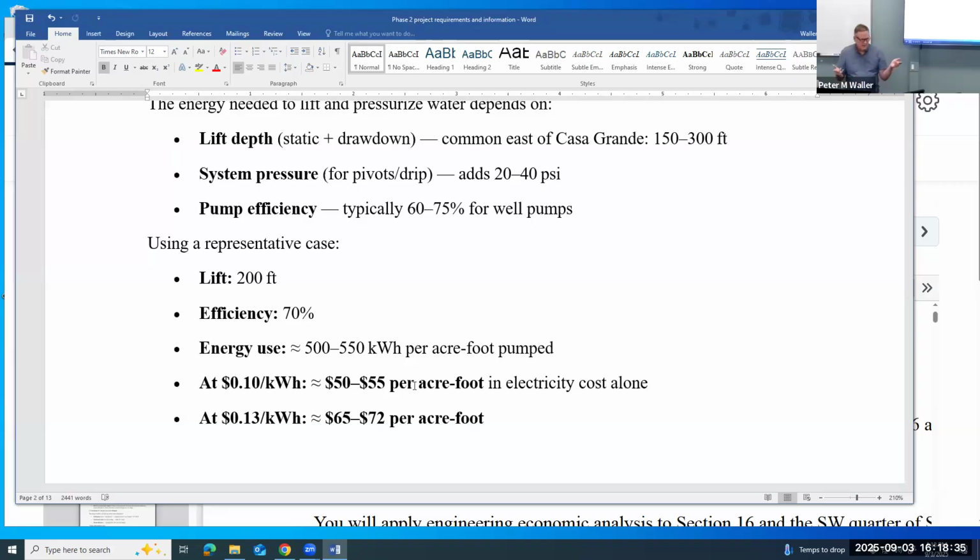For drip, it's going to be a little higher. You'd think that drip was low pressure and pivots were high pressure, but it's kind of the opposite because with drip, you have to go through all the sand filtration. So that adds a lot of pressure. And you also need some extra for back flushing or something. So drip energy is not cheap.